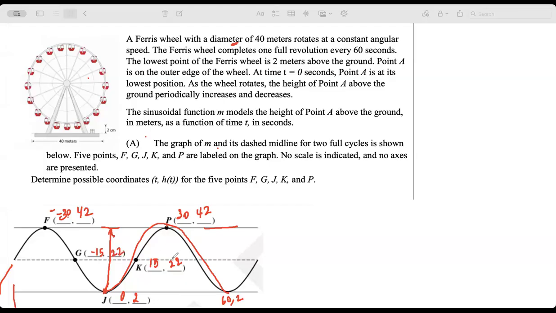Now what happens? Determine possible coordinates. So possible coordinates are this, but if you're going to increase it to 60, I can write that as well, guys. So here this would be 60, 2, this would be 0, 2, then this would be 30, 42, then 45, 22, and this one would be 15, 22. Any questions, guys?